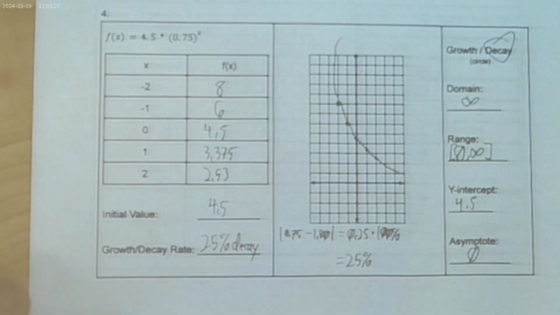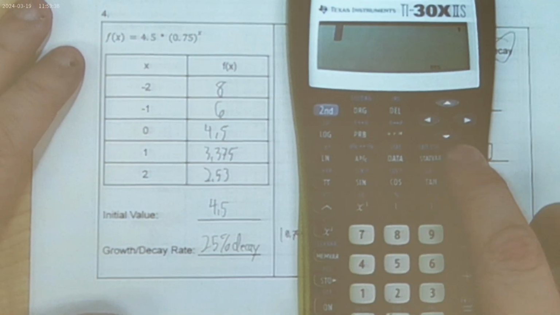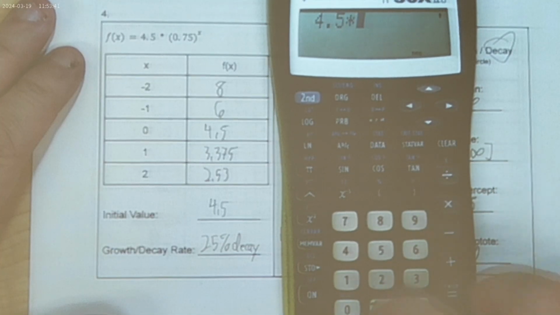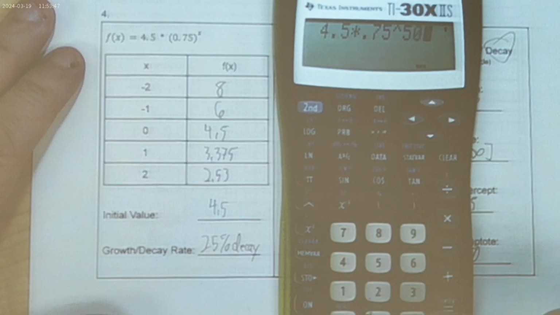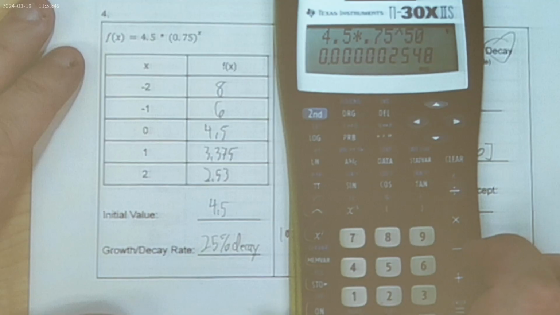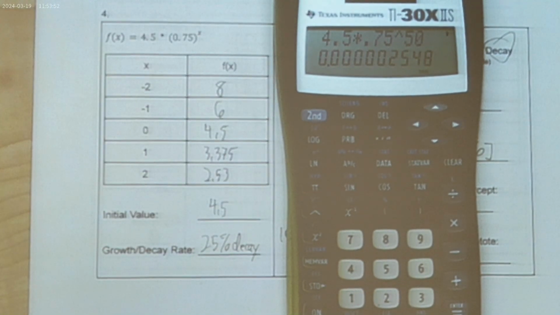There we go. We've got a good decay graph. Again, even though the asymptote doesn't look like it's getting to 0, I assure you, if we put in a large enough number, it's going to be very close to 0. So let's go 4.5 times 0.75 up arrow. My standard go-to is 50. And you see that it is a tiny, tiny decimal, super, super small. If I did this to 100, I would definitely get 0 because of how the calculator rounds values off.